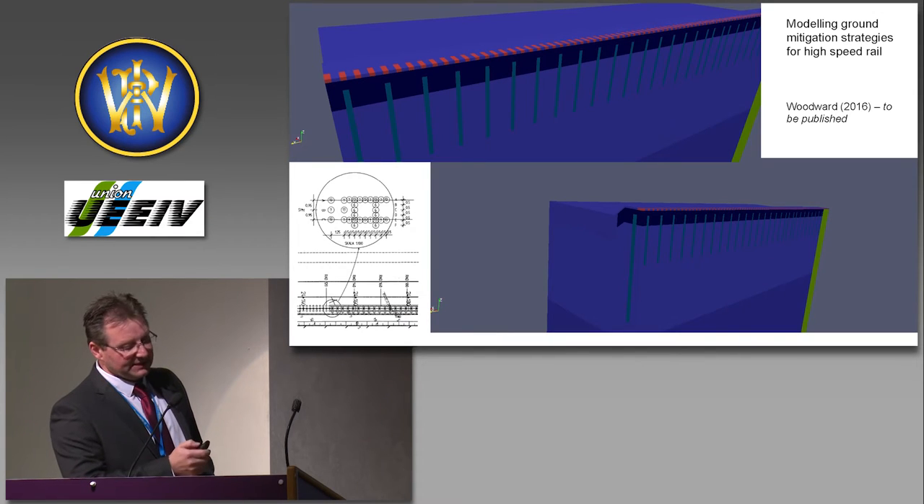So this is the FE analysis we set up. These are the lime and cement columns. This slice here has been taken across that midsection just there.